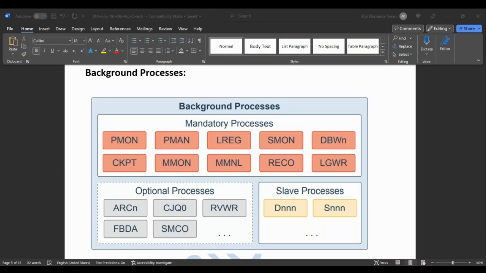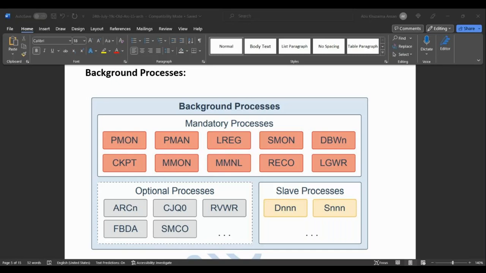So first, can anyone tell me what is a process in terms of computer technology? Anyone has an idea about process? See, a process is a mechanism in an operating system that can run a series of steps. So this is the technical definition.